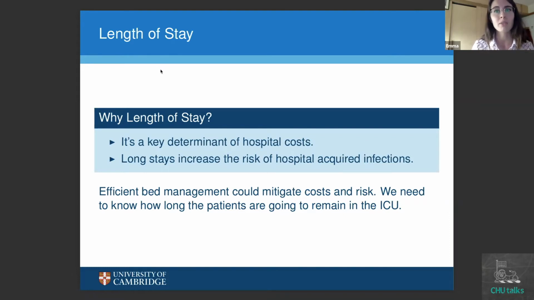At the moment, this could be coronavirus, but also in more normal times, we worry about things like MRSA, which is multiple drug-resistant bacteria, which can be very difficult to treat. If we could efficiently manage the beds in the hospital and streamline the flow of patients through the hospital, then we can potentially mitigate some of this. But we need to know how long the current set of patients are going to remain in the ICU if we're going to come up with some sophisticated strategies to plan ahead.